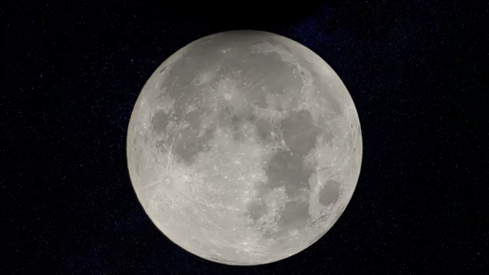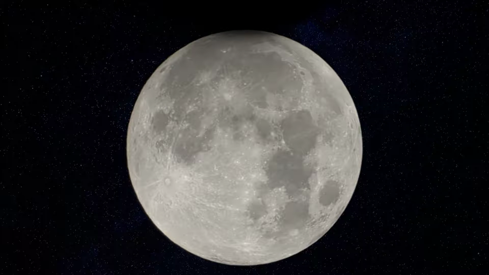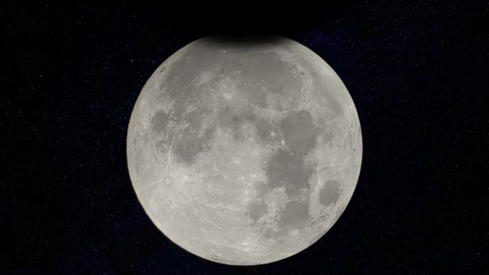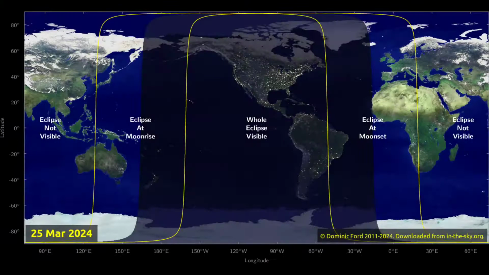So let's come back to the penumbral lunar eclipse that is going to occur in the next few days. This eclipse is going to take place on March 24th or 25th, depending upon your location. This penumbral lunar eclipse will be visible from parts of Antarctica, the western half of Africa, Western Europe, the Atlantic Ocean, the Americas, that is North and South, the Pacific Ocean, Japan, and the eastern half of Australia.